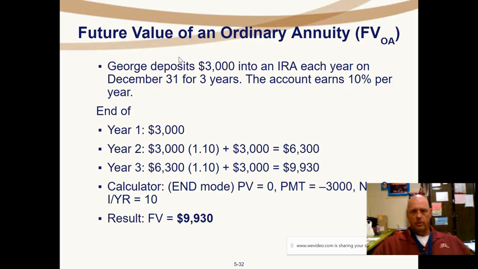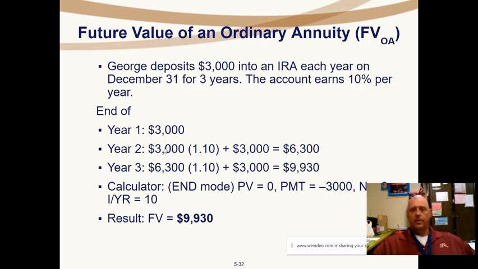So from a visual standpoint, here's an example. George deposits 3,000 bucks in an IRA, and George does it one time a year at the end of the year. He's going to do it for 3 straight years. He thinks this account's going to earn 10%. So at the end of year 1, he throws 3,000 bucks in. It then grows at 10%, and he's going to throw another 3,000 bucks in.